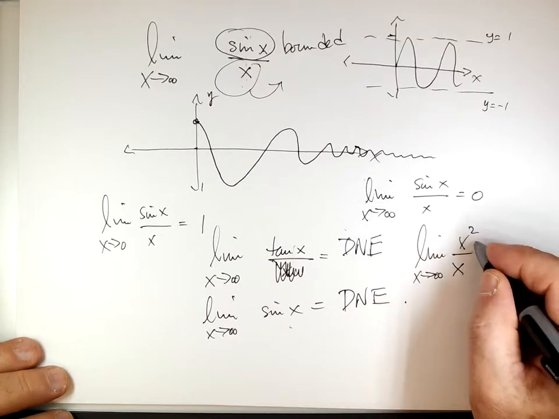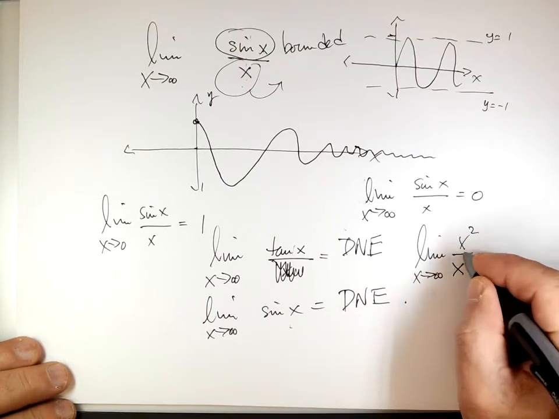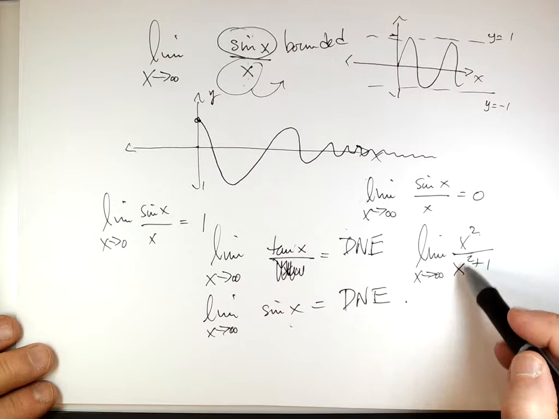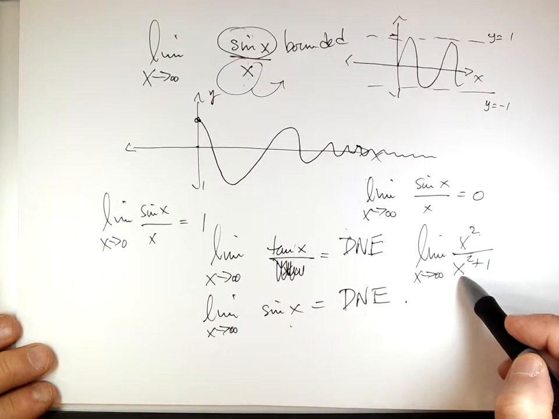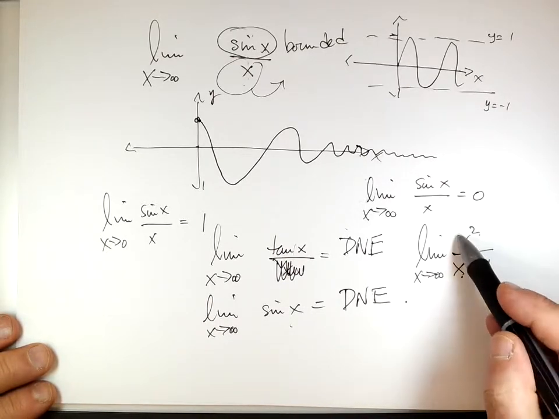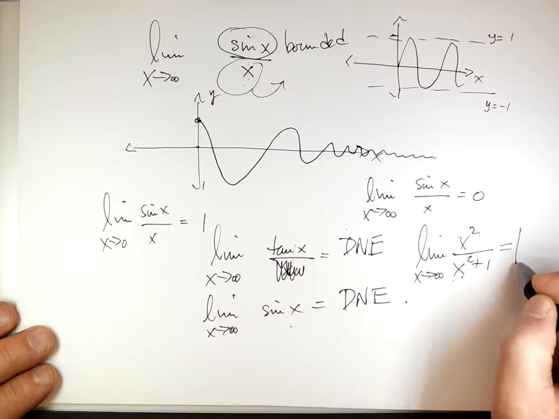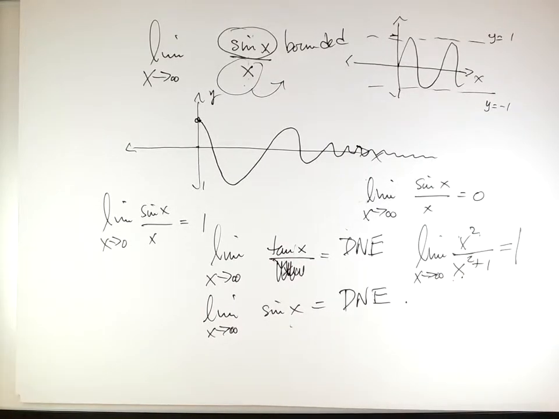How about something more complicated? Here, how about this? That limit is 1. Why? Because the degrees are the same. And what do we say? If the degrees are the same, it's the ratio of the leading coefficients. You divide by x squared and you'll end up with 1. Now that's the horizontal asymptote.